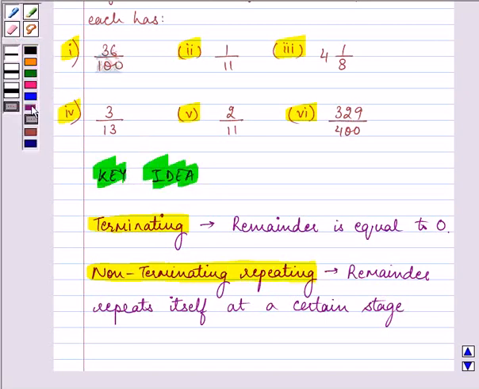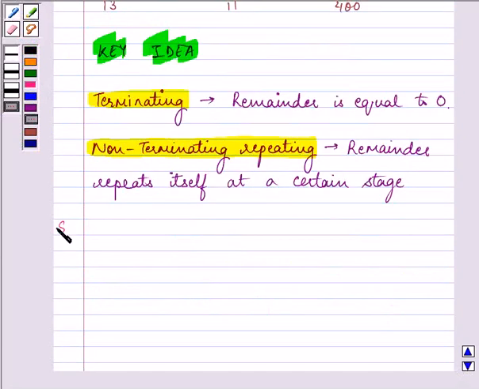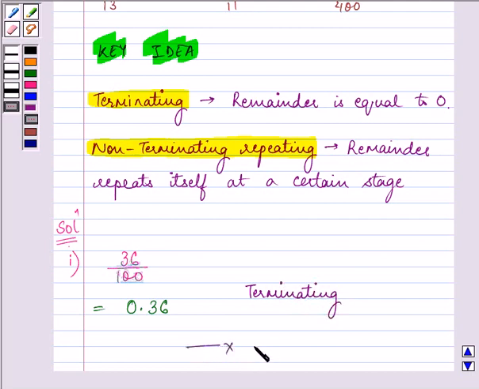Right, so let us proceed with the first part. The expression given to us is 36 by 100. This can be easily converted into decimal without actually dividing, because the denominator has 2 zeros. So we can put a decimal sign before 2 numbers in the numerator like this. In this case, the remainder will be equal to 0, so this will be a case of terminating decimal expansion.